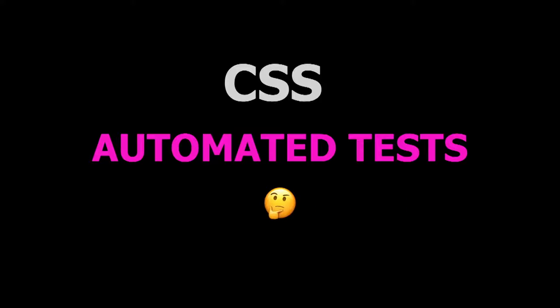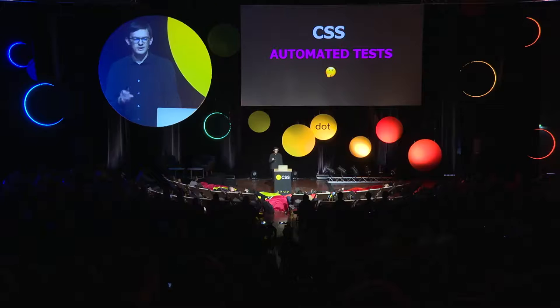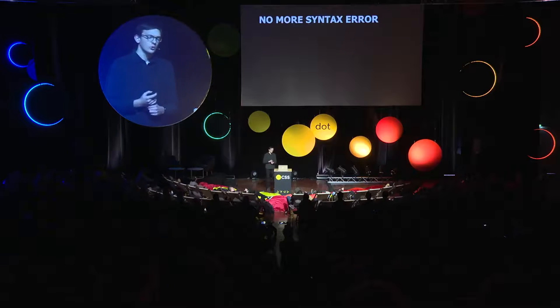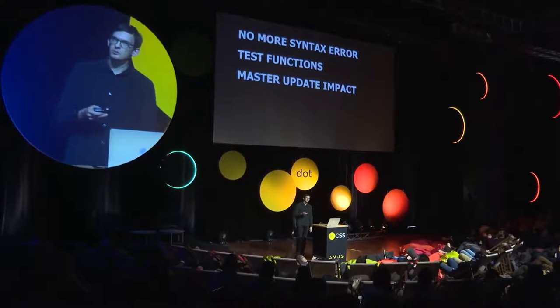And the emoji is the face of my colleagues when I told them I was talking about CSS and tests. One of them told me, oh yes, the things with the screenshots. Not only. Actually, with CSS, I succeeded to do those things. No more syntax error, thanks to linter. I test my function with unit test. We'll see that after. I master my update impact.